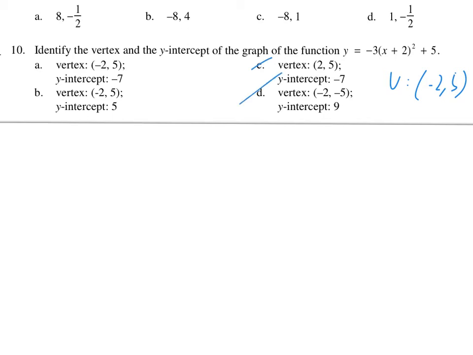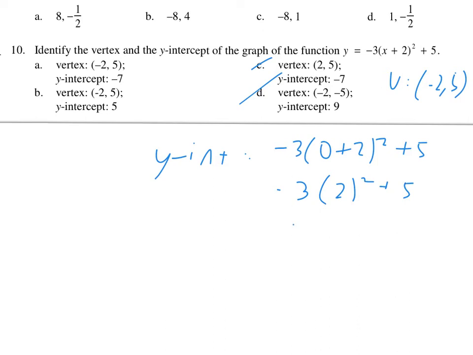And so now I need to find the y-intercept, and for the y-intercept, I have to plug in 0 for x, and so that's going to be negative 3 times 0 plus 2 squared plus 5. And so I get negative 3 times 2 squared plus 5, and then my exponent would turn this into 4. Multiplication would be negative 12 plus 5, which would be negative 7.